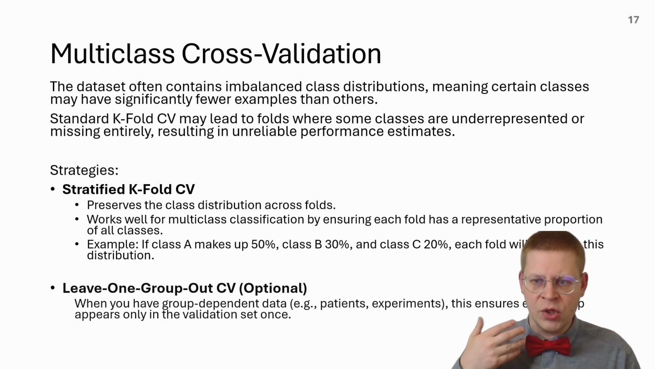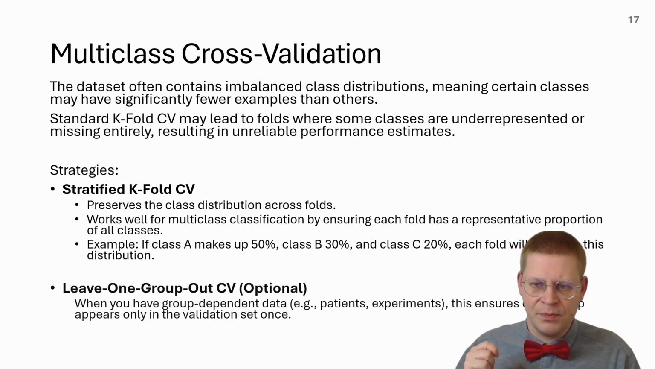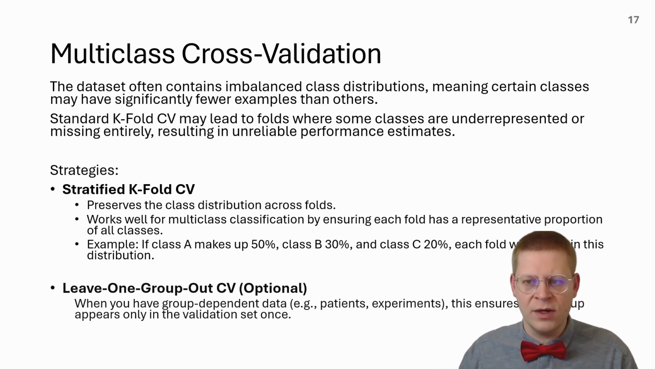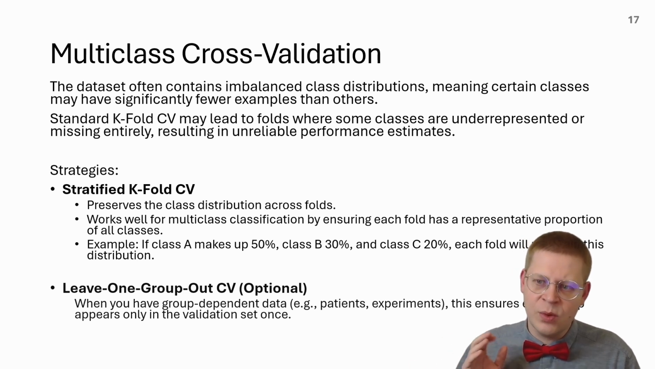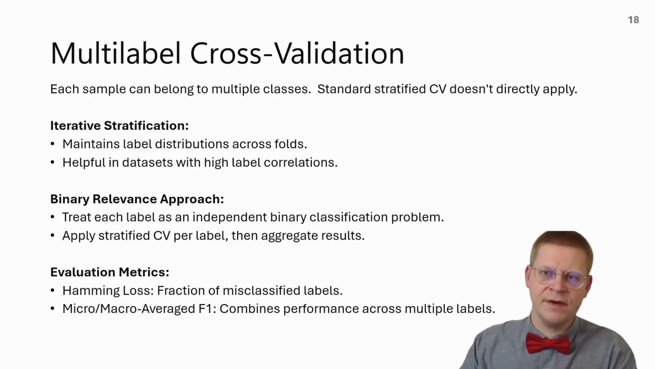If we have grouped data like multiple observations per patient, then leave one group out ensures each patient only appears in one validation fold. Finally, do not forget to look at metrics like macro averaged F1, or a confusion matrix. They will highlight exactly where the model might be struggling instead of just giving you a single accuracy score. Because again, this is multi-class. What if I have multi-label?